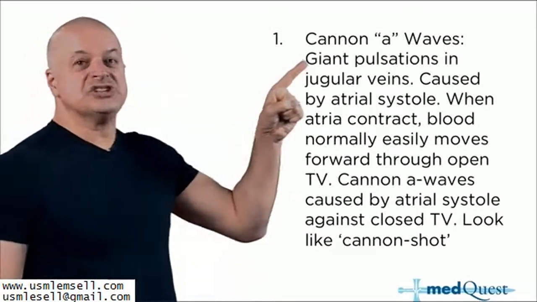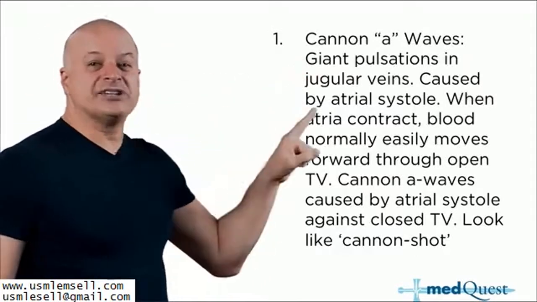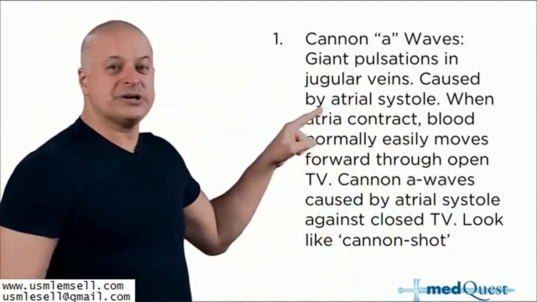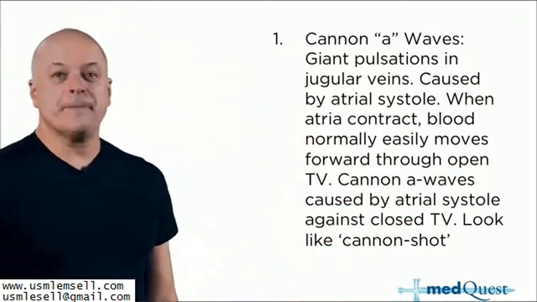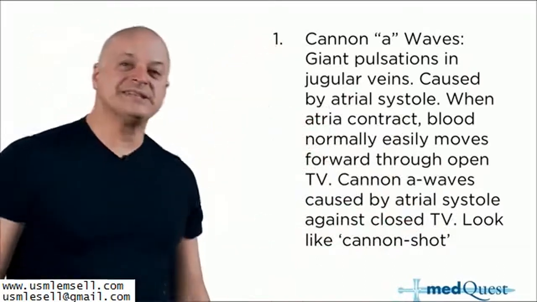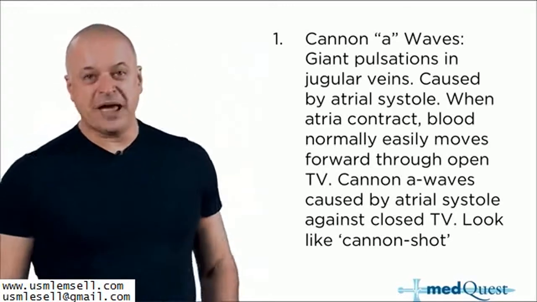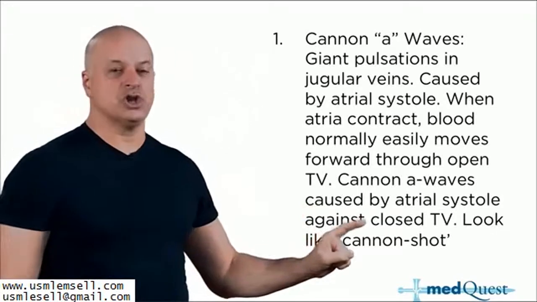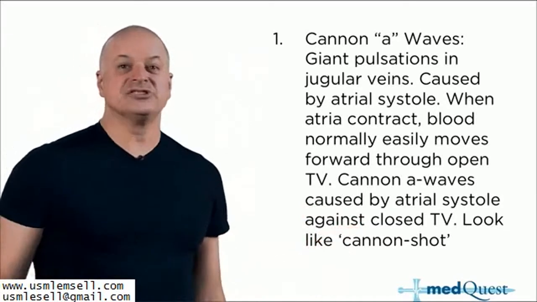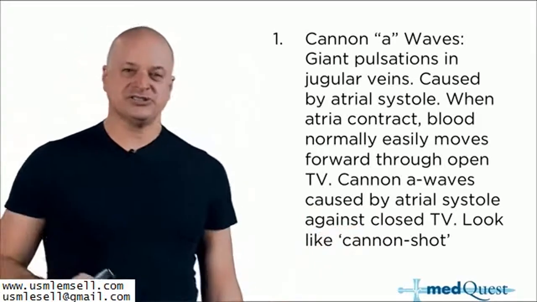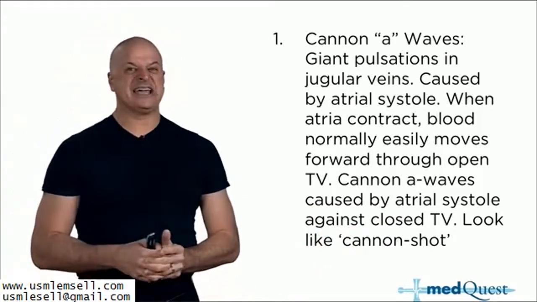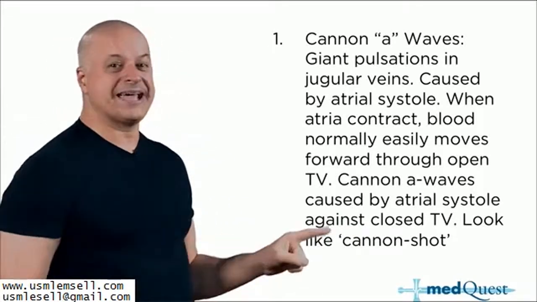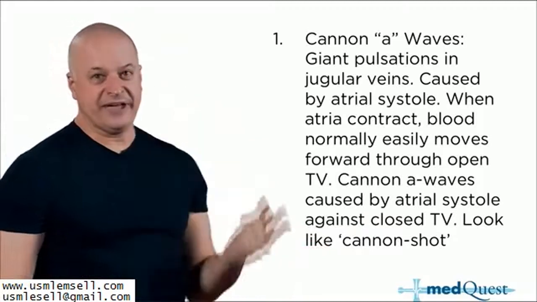Cannon A waves are a giant pulsation in the neck veins, and it's caused when the atrium contracts and the blood goes forward, but instead of going forward into the ventricle, the blood bounces backwards up into the neck veins. So Cannon A waves are caused by atrial systole against a closed tricuspid valve, and it makes the blood go up like a cannon shot up into the neck veins.